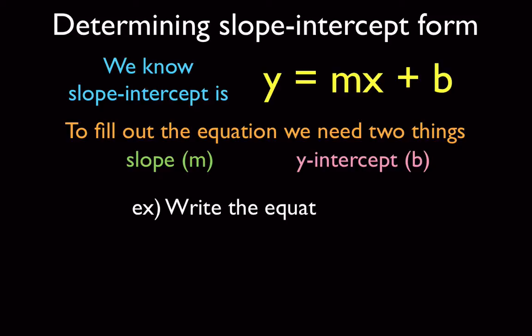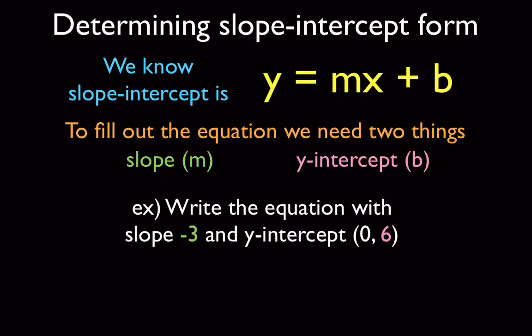For example, and this is one that is in your notes, write the equation with slope -3 and y-intercept (0, 6). So what we're going to do is take our equation, just like the one on your notes, and think about which one goes where. So think about that for a second before we go over it.